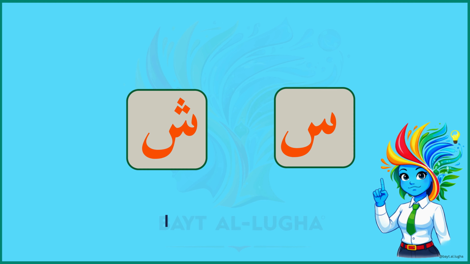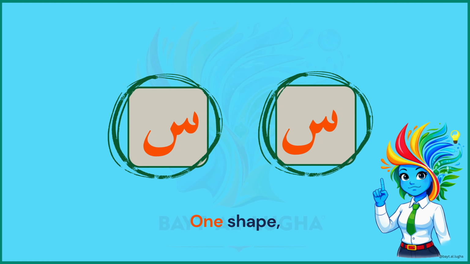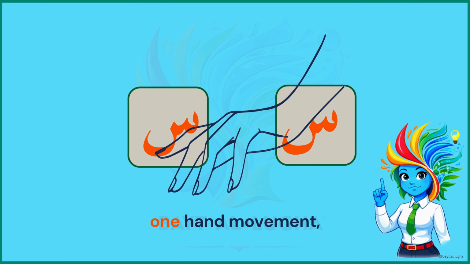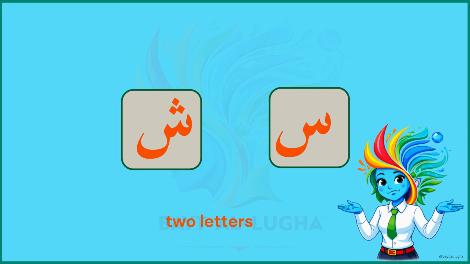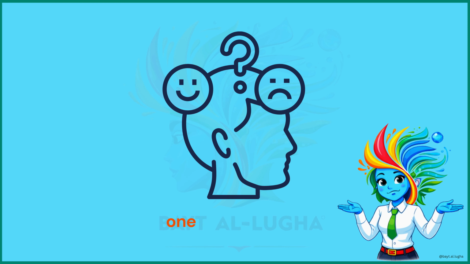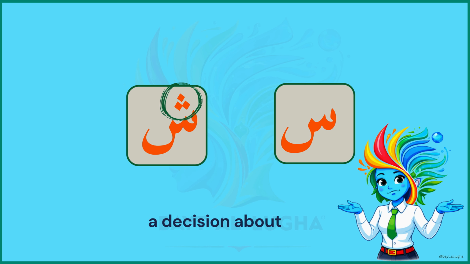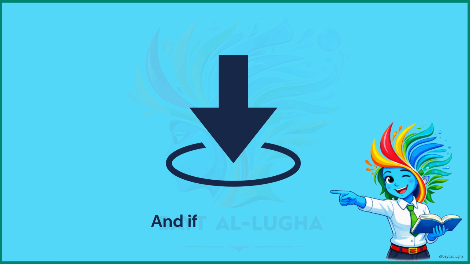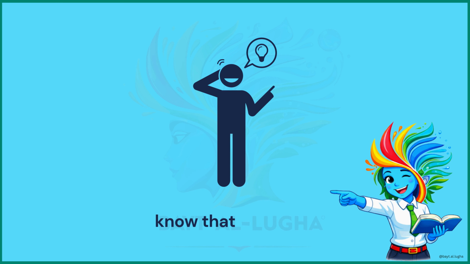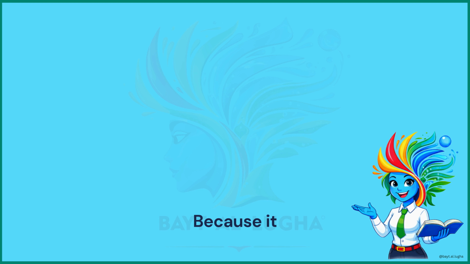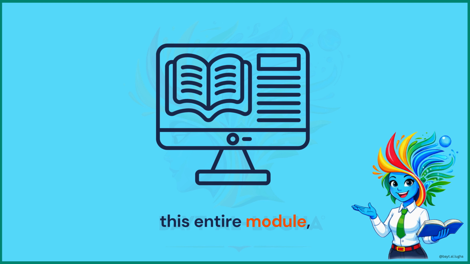Look what happens when I take the dots off. One shape, one hand movement, one thing to store. You are not learning two letters today. You are learning one skeleton and a decision about dots. And if you have been with me since lesson 1, you already know that sentence because it is the sentence this entire module runs on.